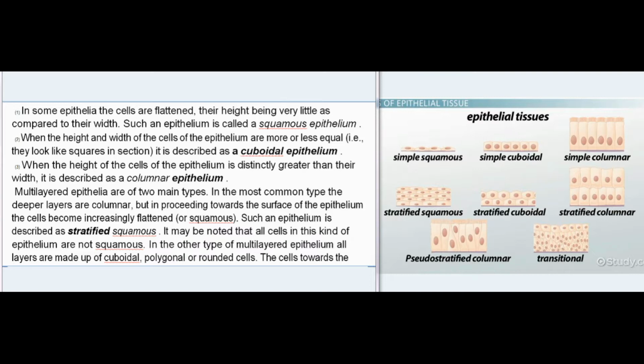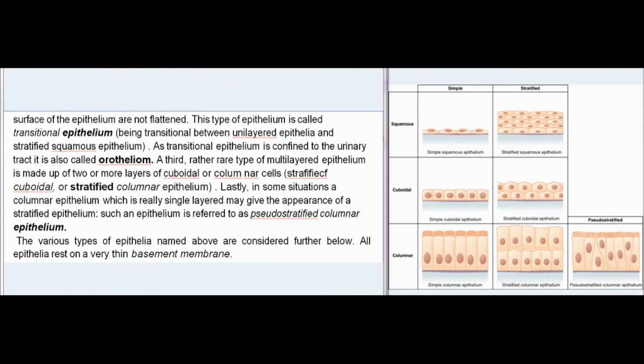In the other type of multilayered epithelium all layers are made up of cuboidal, polygonal, or rounded cells. The cells towards the surface of the epithelium are not flattened. This type of epithelium is called transitional epithelium, being transitional between unilayered epithelia and stratified squamous epithelium. As transitional epithelium is confined to the urinary tract it is also called urothelium.